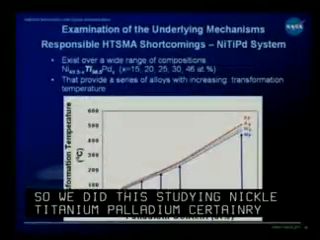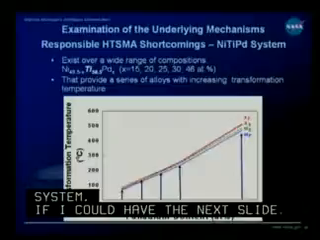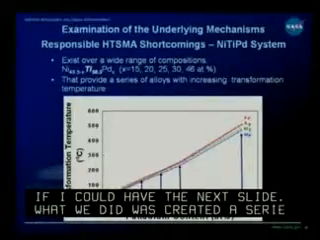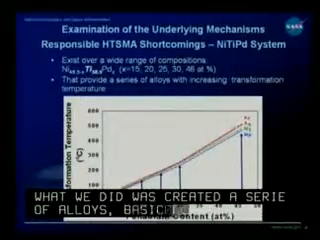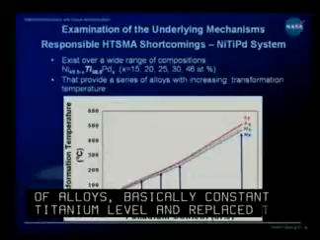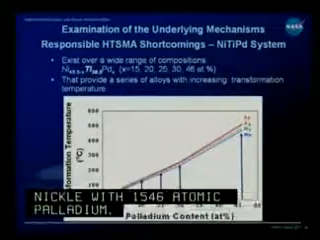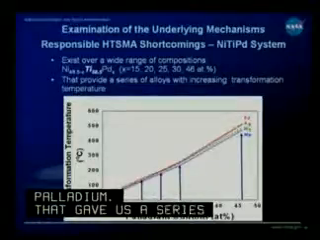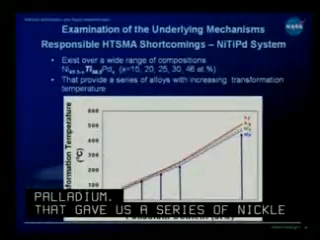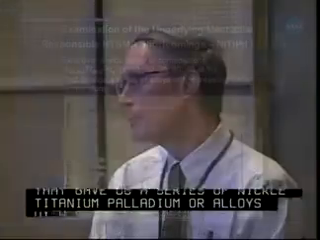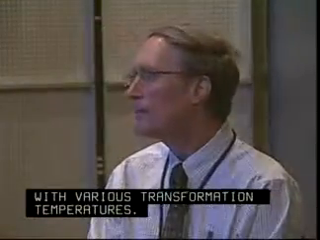What we did was we created a series of alloys, basically constant titanium level, and we replaced the nickel with 15 to 46 atomic percent palladium. And that gave us a series of nickel titanium palladium, or ternary, alloys with varying transformation temperatures. If I could have the next slide then.